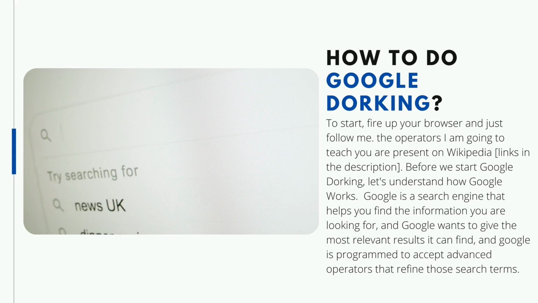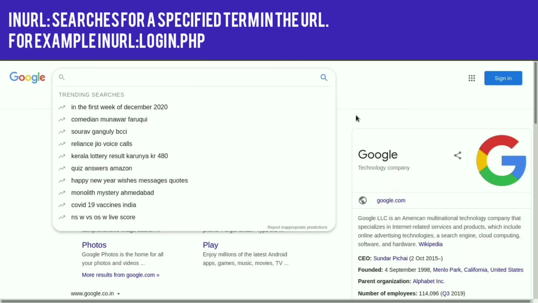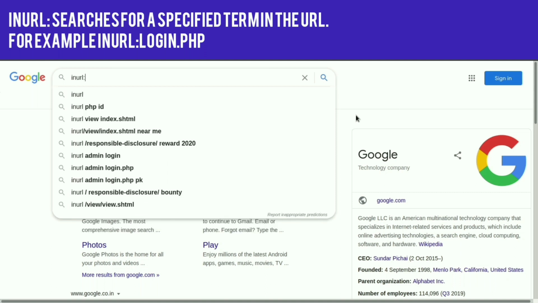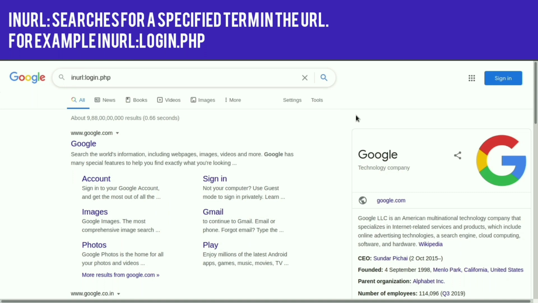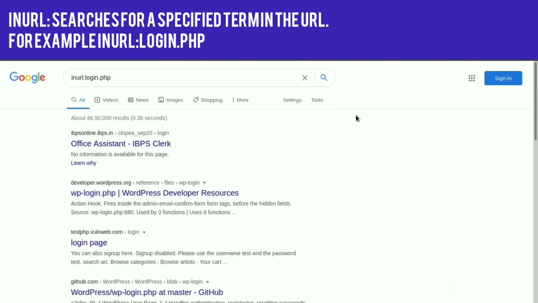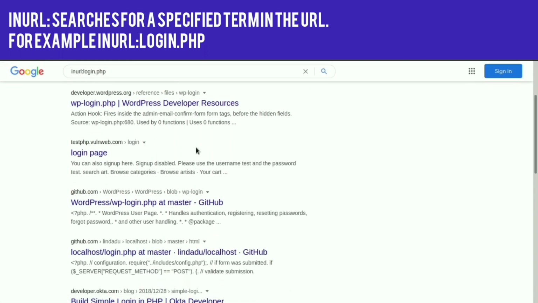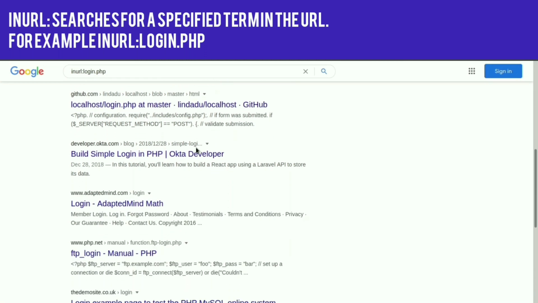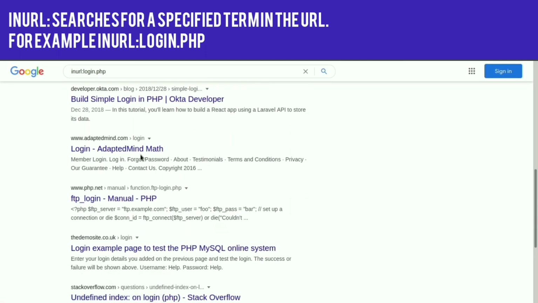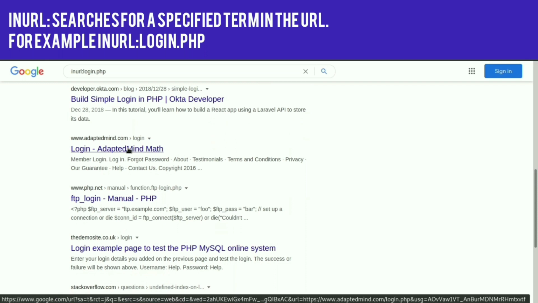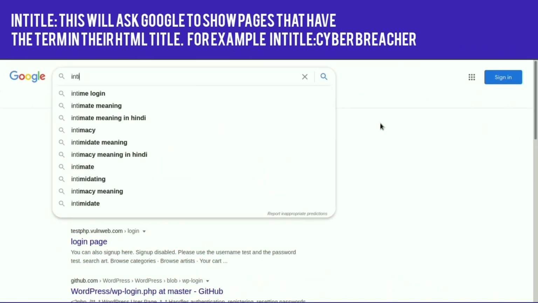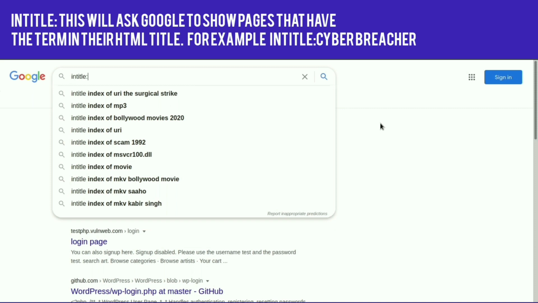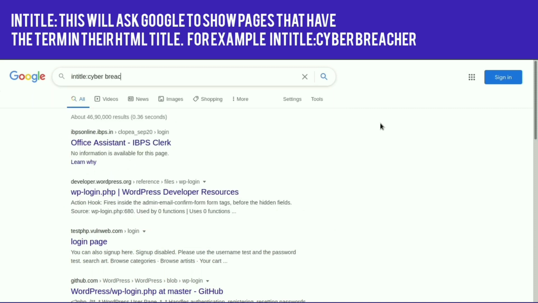So let's dive in. inurl searches for a specific term in the URL. For example, inurl:login.php. intitle will ask Google to show pages that have the term in their HTML title. For example, intitle:Cyber Breacher.